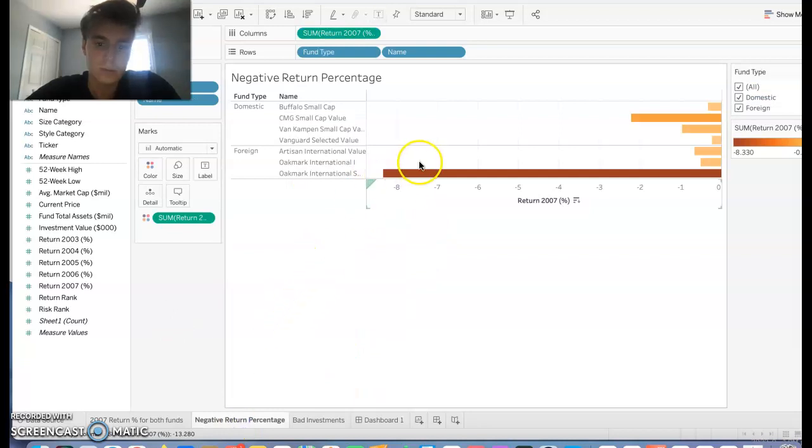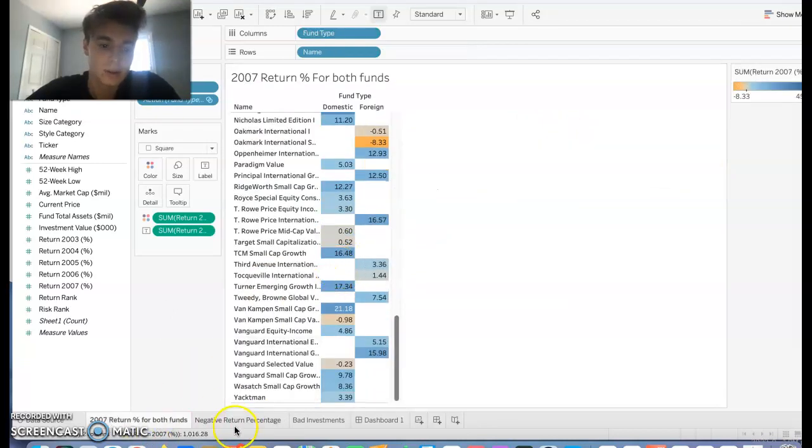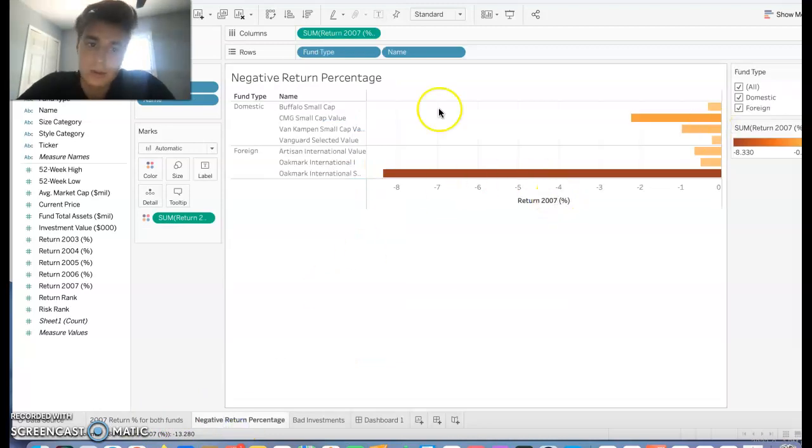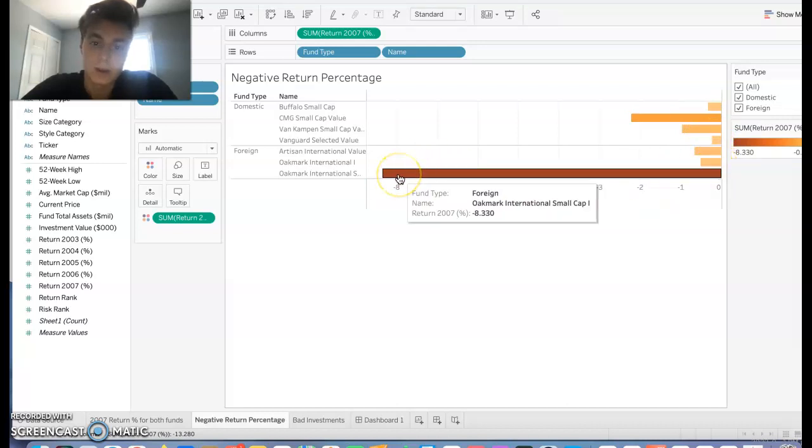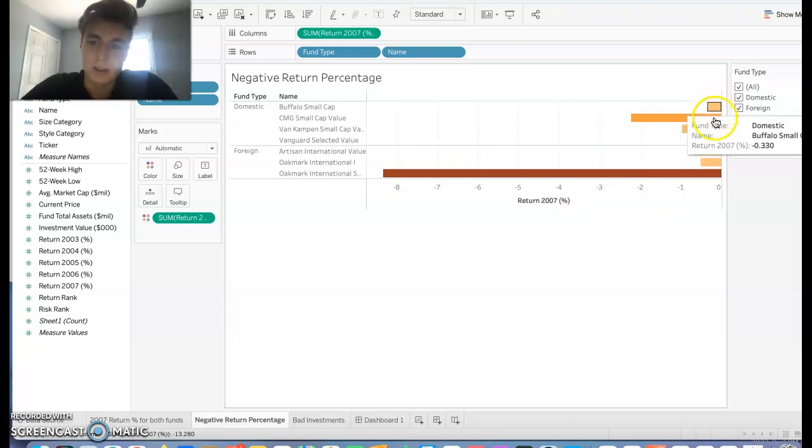To make it easier, instead of looking at all of these and trying to find one, I decided to take all the ones that were negative and just put them in this sheet. As you can see, these are all the negative ones. And Oak Market International is just really bad at negative 8.3. I just wanted to make it easier on the eyes to see the percentage.